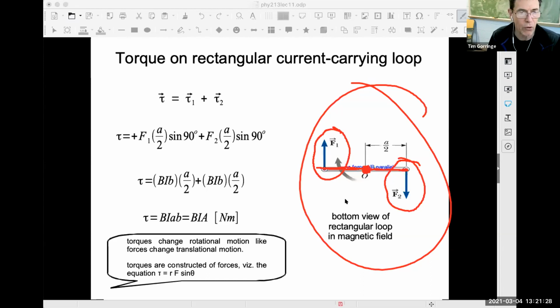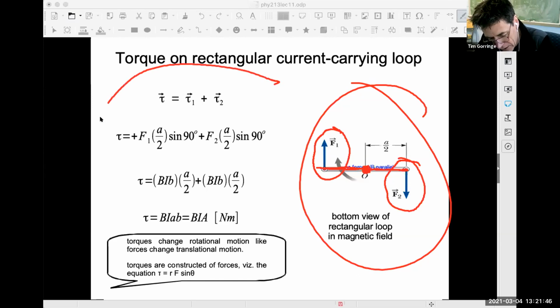And that's what we call a torque. Forces acting at these locations create a torque. Torque is the generator, the source of rotational motion, like forces are the generators of changes in translational motion. And so this is an important picture.